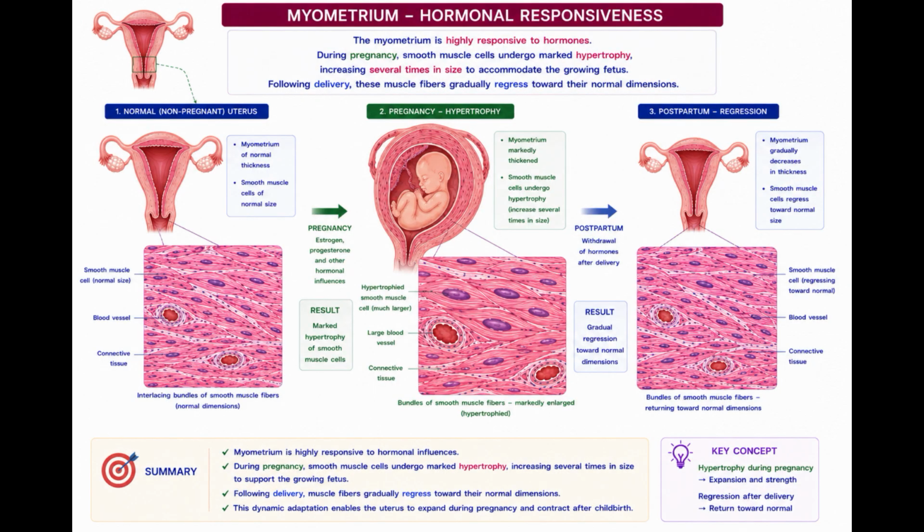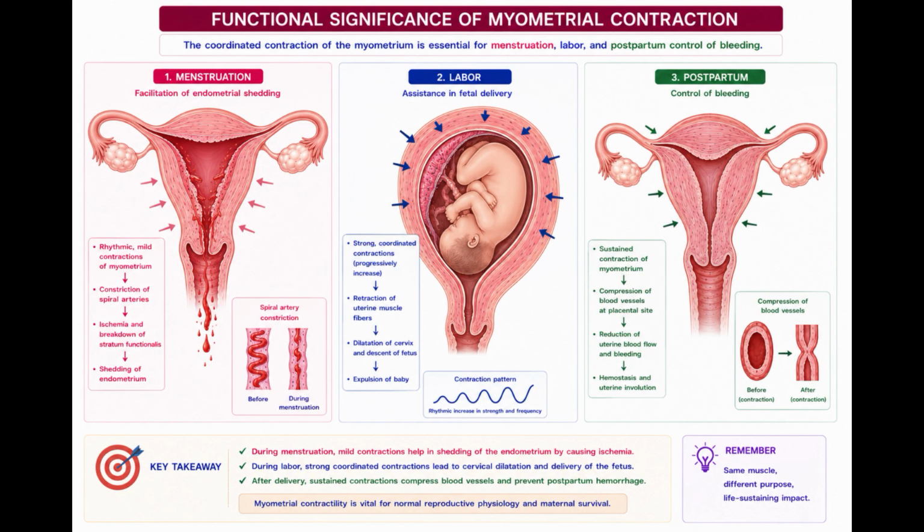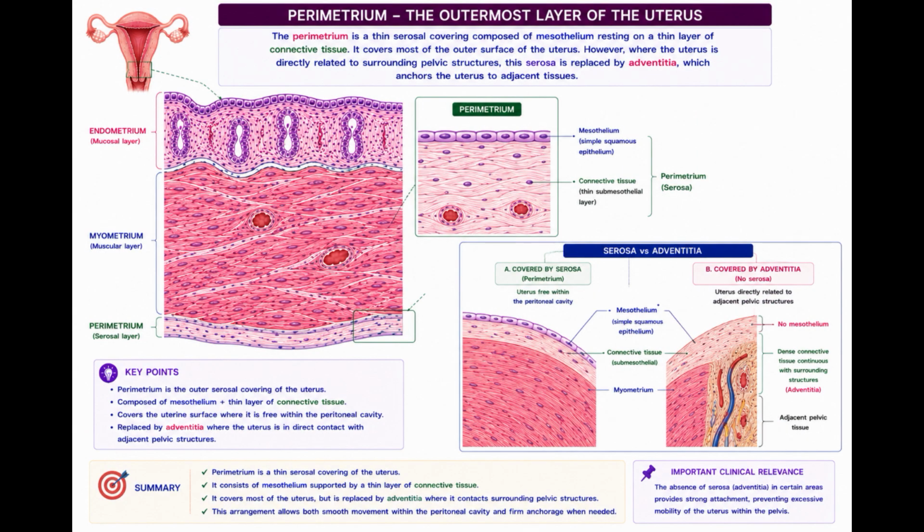The myometrium is highly responsive to hormones. During pregnancy, smooth muscle cells undergo marked hypertrophy, increasing several times in size to accommodate the growing fetus. Following delivery, these muscle fibers gradually regress toward their normal dimensions. The coordinated contraction of the myometrium is essential for menstruation, labor, and postpartum control of bleeding. Moving outward, the outermost layer of the uterus is the perimetrium.